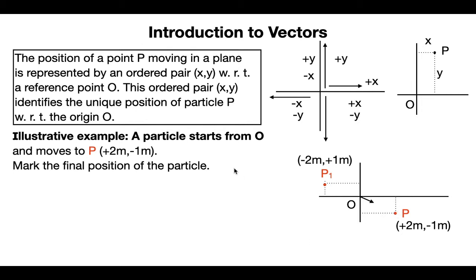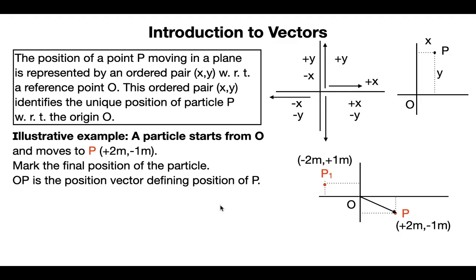Now let's join O to P. OP gives the position vector of point P. OP is the position vector defining the position of point P. So the position vector is a vector from the initial position, or exactly, the reference position to the final position. The directed line segment from the reference point to the final or present position gives the position vector of the point P.